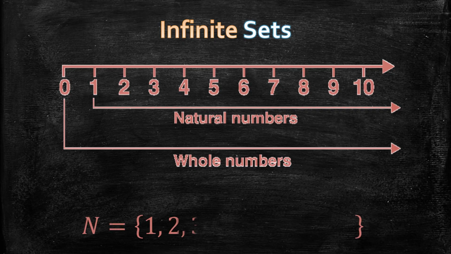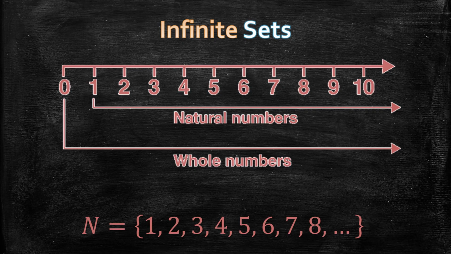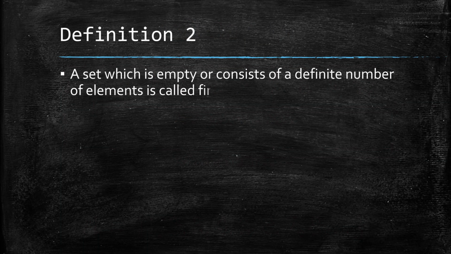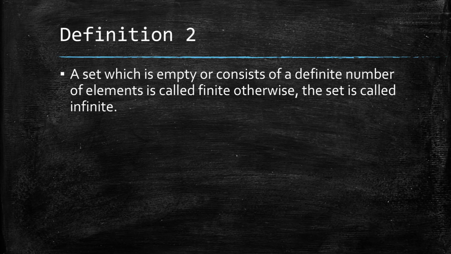Consider the set of natural numbers. We see that the number of elements of this set is not finite, since there are infinite natural numbers. We say that the set of natural numbers is an infinite set. Definition 2. A set which is empty or consists of a definite number of elements is called finite, otherwise the set is called infinite.